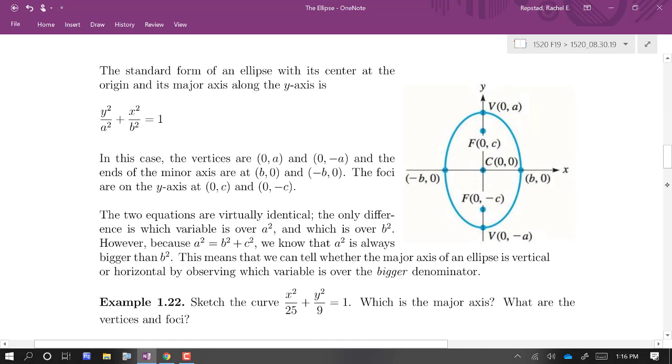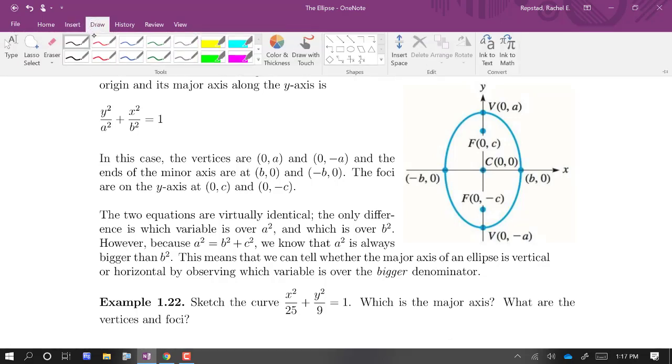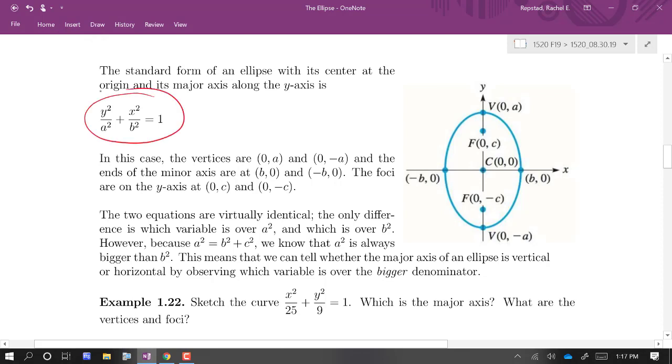If our ellipse is centered at the origin and is oriented vertically, the vertices now are going to be at the top and the bottom. We'll still let A denote the distance, so it's 0, A and 0, negative A, and then the ends of the minor at B, 0 and negative B, 0, and the foci are always on the major axis, right? The foci and the vertices are all on the same axis. It has the same basic equation, looking exactly the same. The only difference is, in this case, A squared is underneath the y squared.